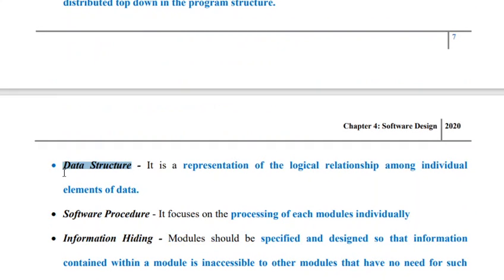Now we have another concept that is called data structure. It is a representation of the logical relationship among different data items.